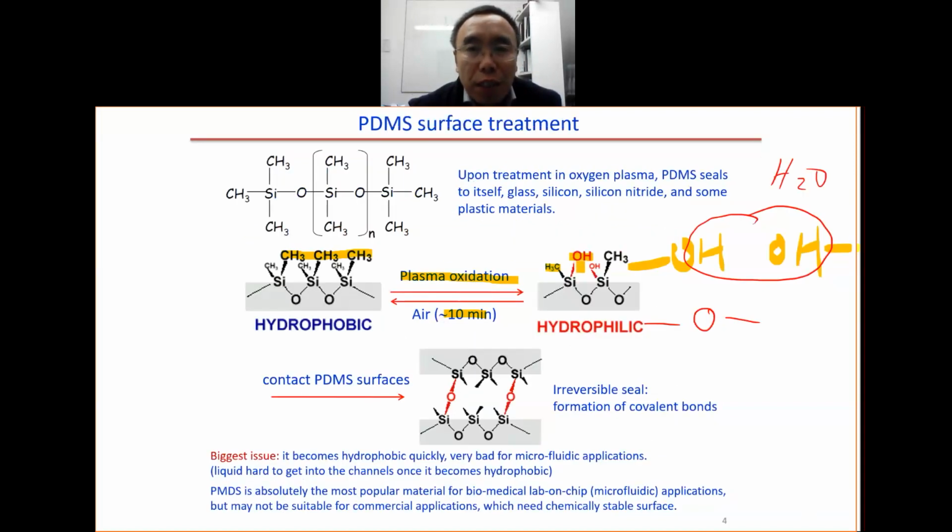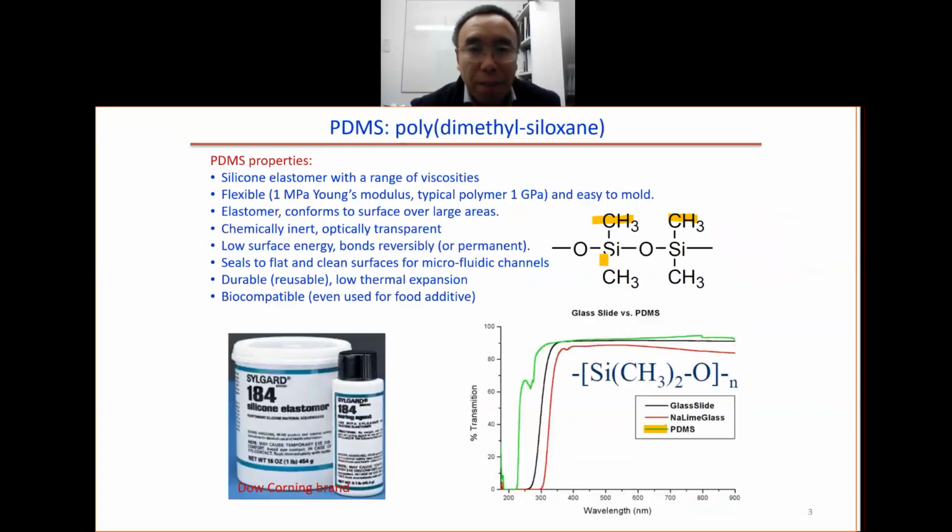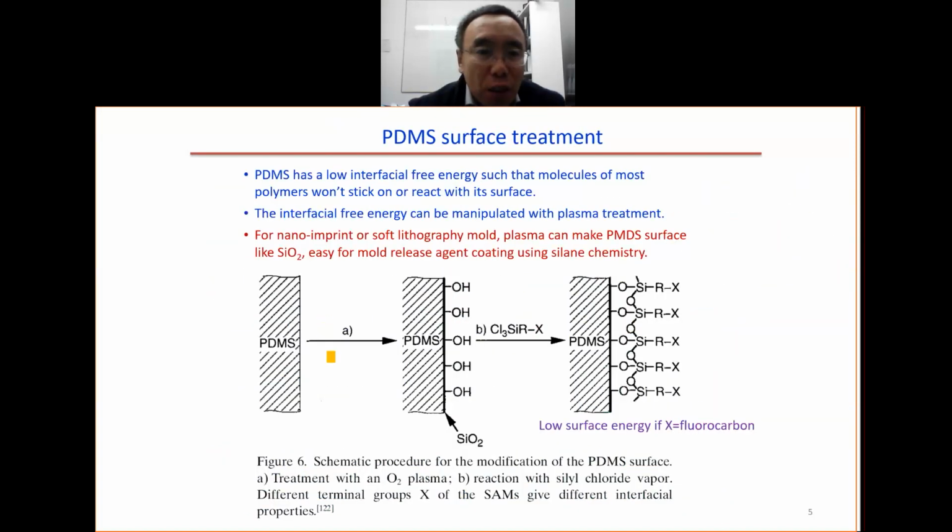So how to modify the surface? How to further modify the surface energy? So you can do this. First, you do the oxygen plasma treatment. When you do the oxygen plasma treatment, because you have a lot of silicon here, the surface will become like a silicon oxide, terminated by this hydroxide group. When we have this hydroxide group, you can treat it with the trichlorosilane to form this kind of self-assembled monolayer. But this X here determines the property of the surface.